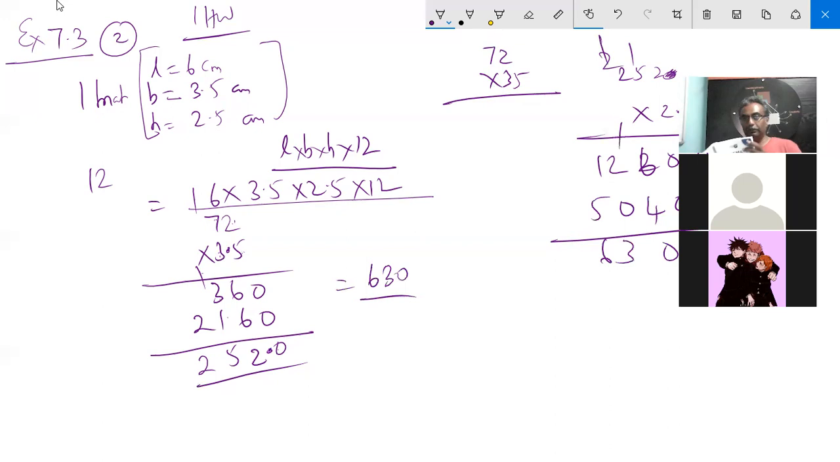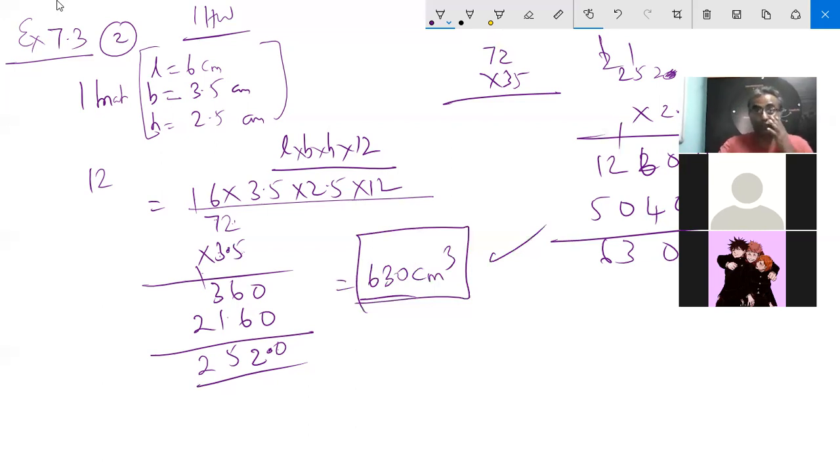630 centimeters squared. Who said 63,000? Somebody said it. Sandhya, you said 63,000. No, it is not 63,000. It is 630 centimeters squared. Okay, uncle. Decimal points you did not place correctly. But I don't know why you got that answer and how fast you were able to get that answer. That is what I'm asking.